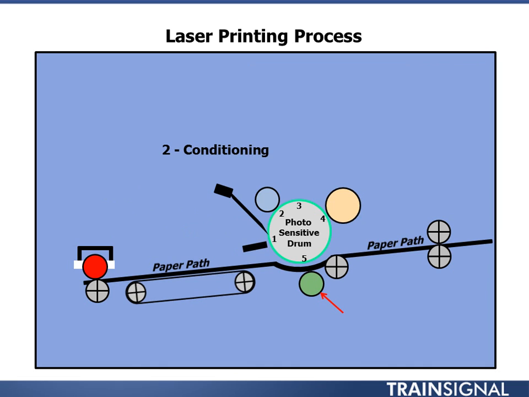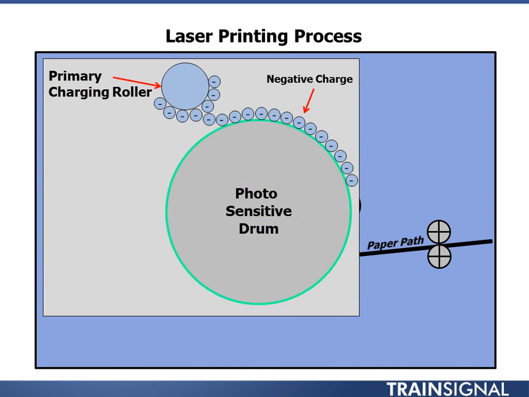Step 2, it's called conditioning. This is also sometimes referred to as the charging phase. And there is a primary charging roller involved, and what this roller is going to do is provide a solid, uniform negative charge to the entire surface of the photosensitive drum. Okay, so the idea here is it's going to negatively charge this drum. Again, think of magnetism, and it's giving a negative charge.